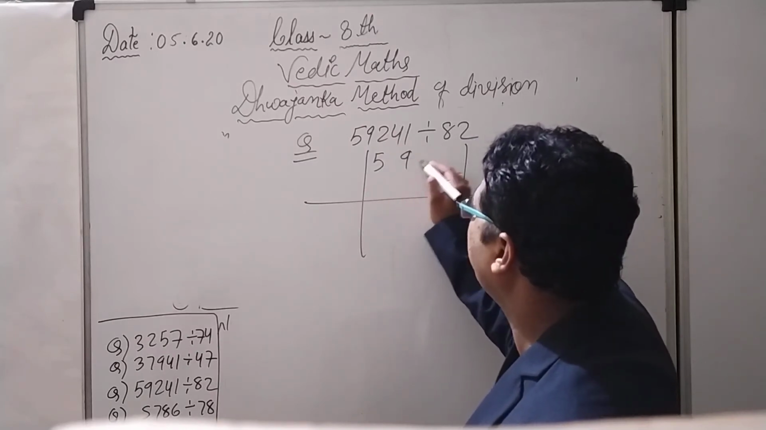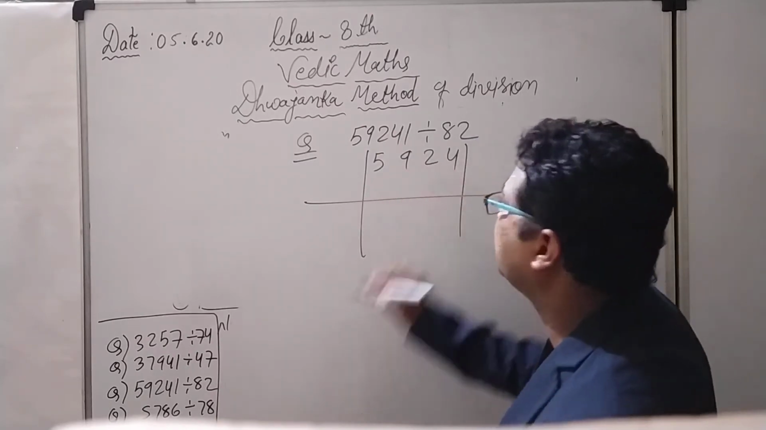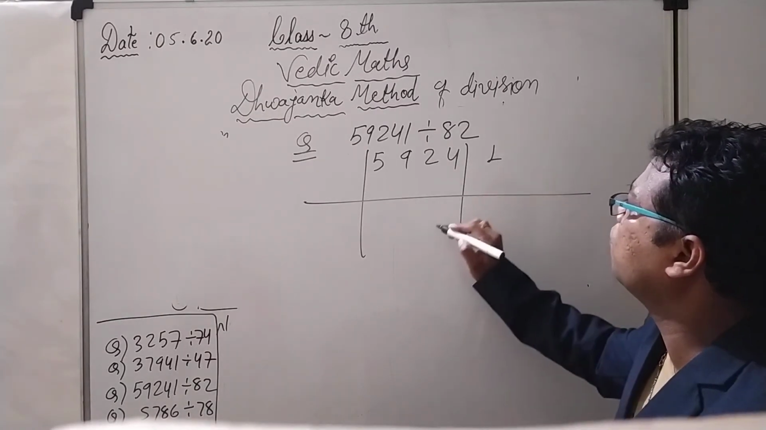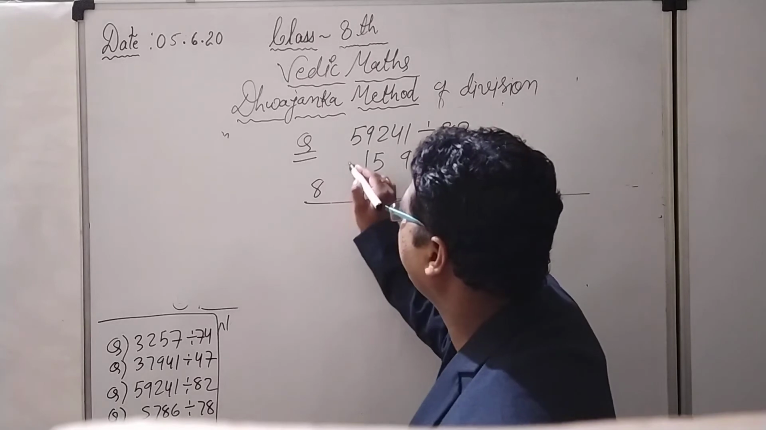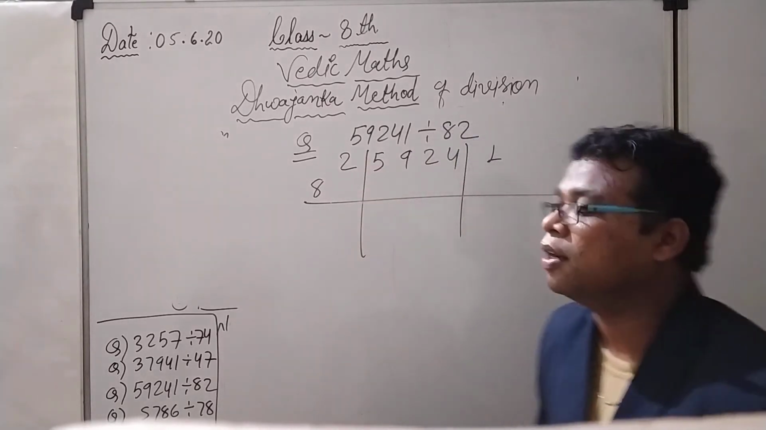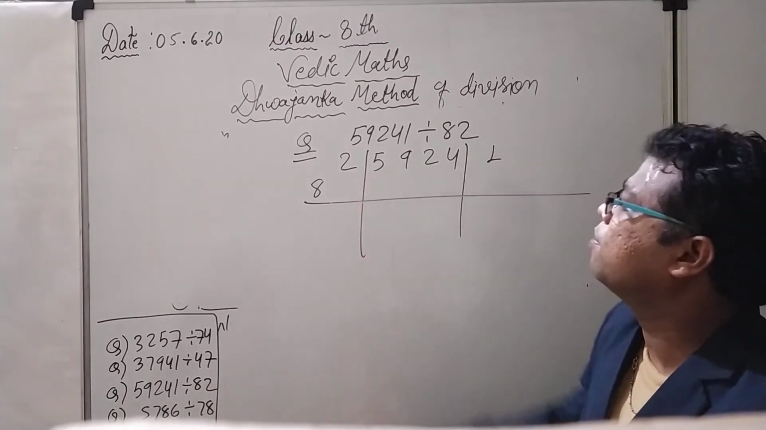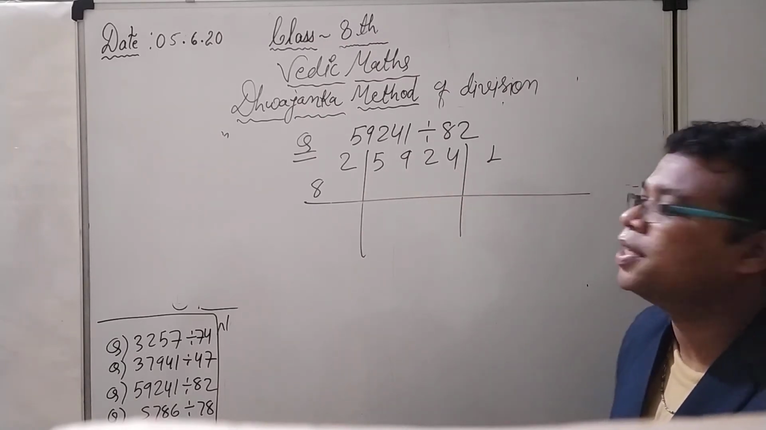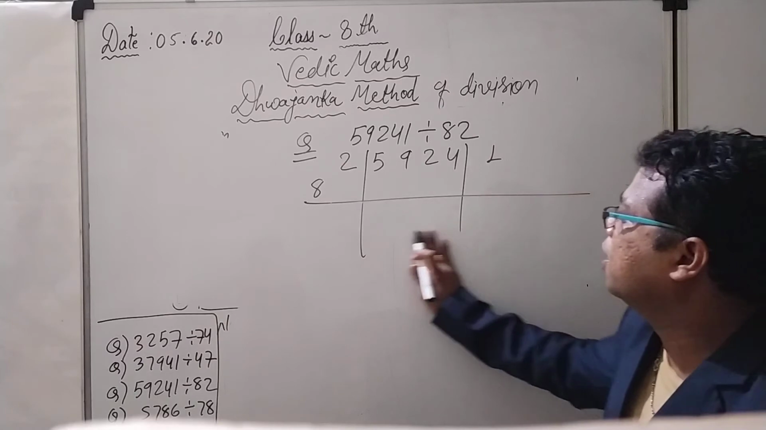See here 5, 9, 2 and 4. These 4 digits I have to write down in the middle section, and the last digit I have to write down here. That 8 I have to write down here, 2 I have to write down here. Again, 8 is my main digit, 2 is my flag digit. Other 4 digits I have to write down in the middle section, and the last digit only I have to write down in the last section.